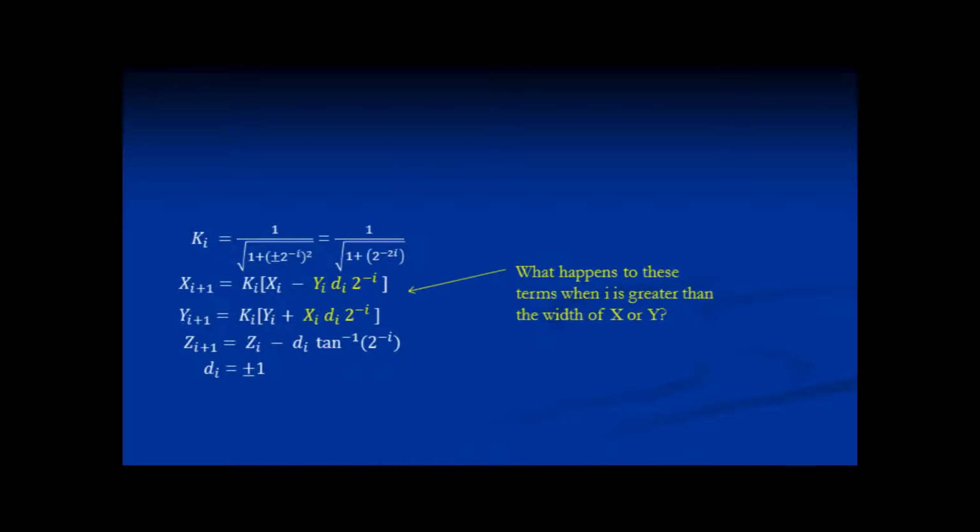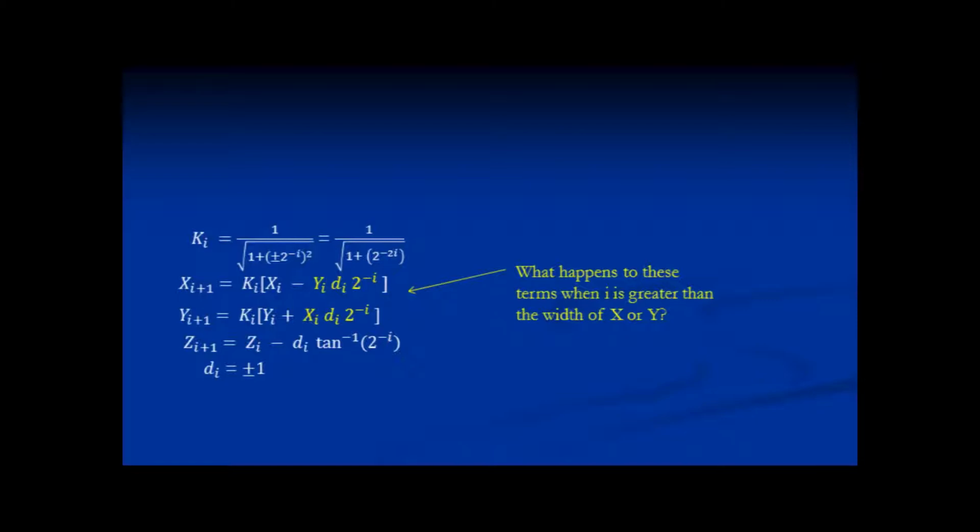Before proceeding about how to get rid of the k sub i term in the iterative process, let's look at an interesting fact about the 2 to the minus i term and our x and y values. In hardware, the x and y values will be a certain fixed number of bits wide. Let's say they're 16 bits wide. What happens to the x sub i plus 1 and y sub i plus 1 calculations after the 16th iteration?